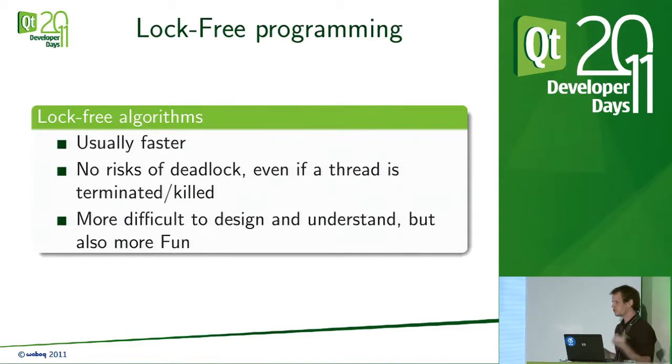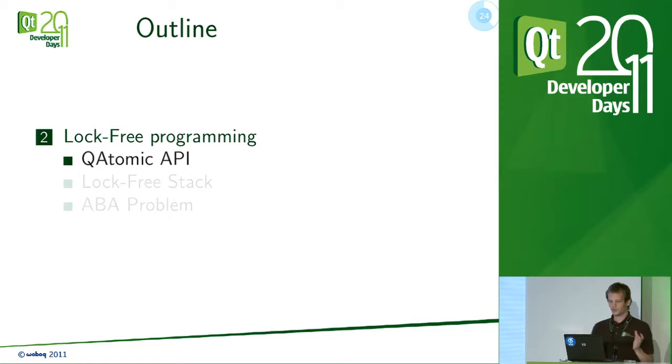So the way it works, we're going to use QAtomicInt, QAtomicPointer, and each thread is going to advance, helping the other thread without needing to lock. So I'm going to give a small introduction on the QAtomic API. Then I will explain an example. I will develop a lock-free stack. And I will explain the ABA problem later. You will see what it is.